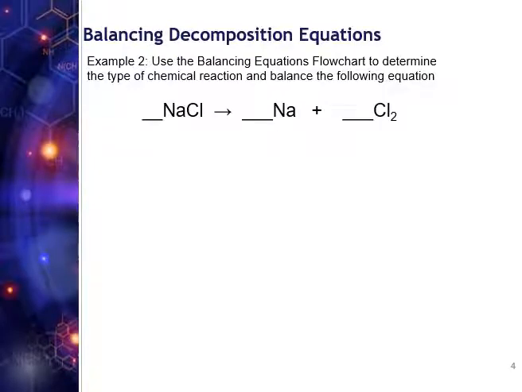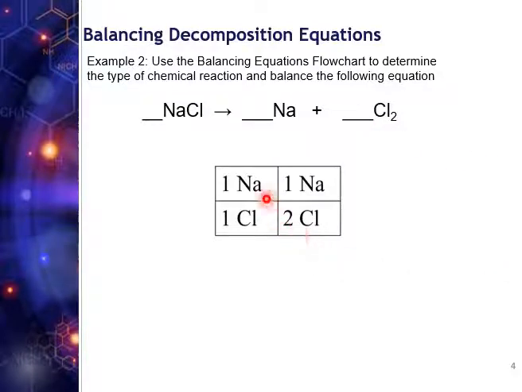Example 2. Use the balancing equations flowchart to determine the type of chemical reaction and balance the following equation. We know this is a decomposition reaction because we do not have a plus sign on the left. Notice chlorine has a subscript 2 on the right. When chlorine is by itself, it is a diatomic molecule. It has to have a subscript 2.